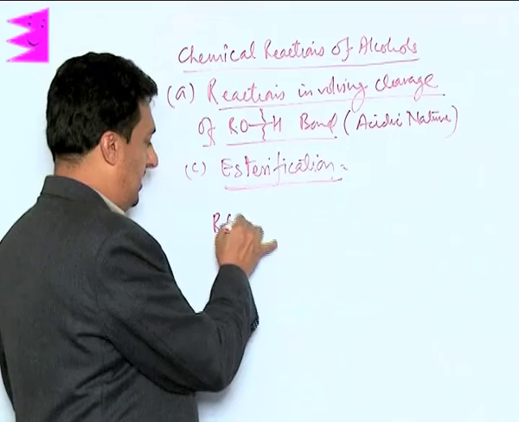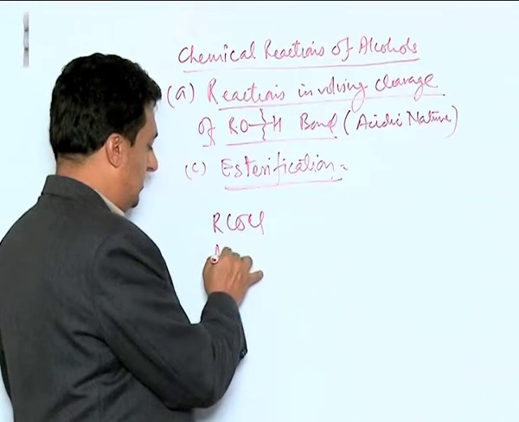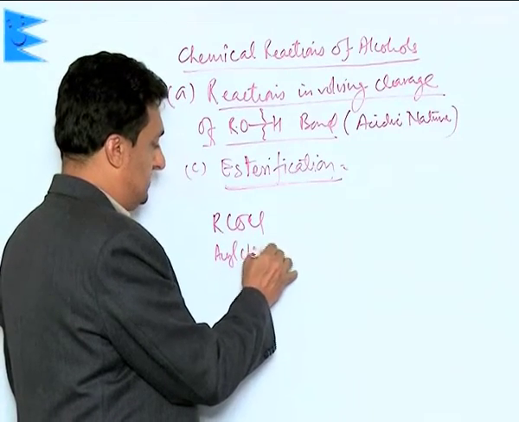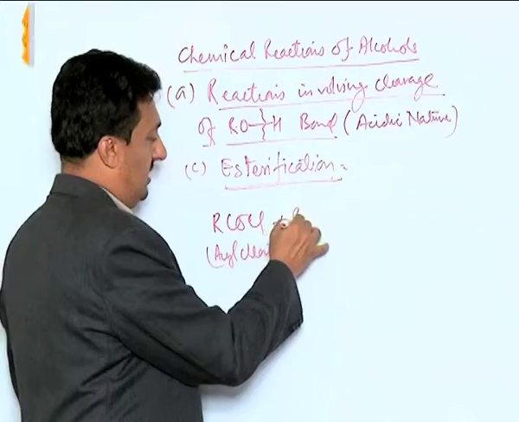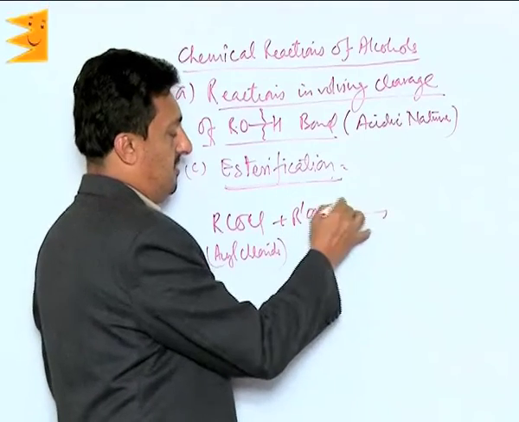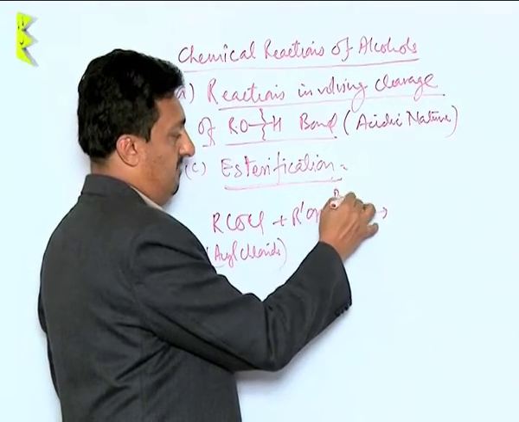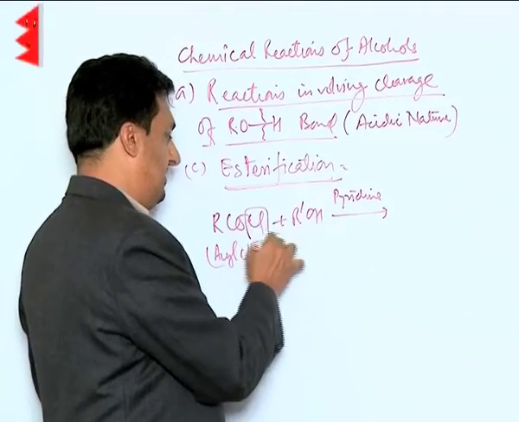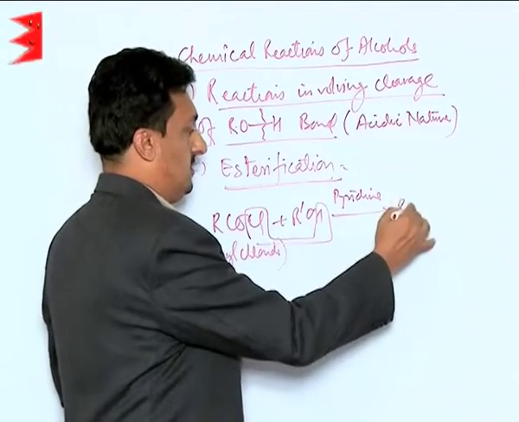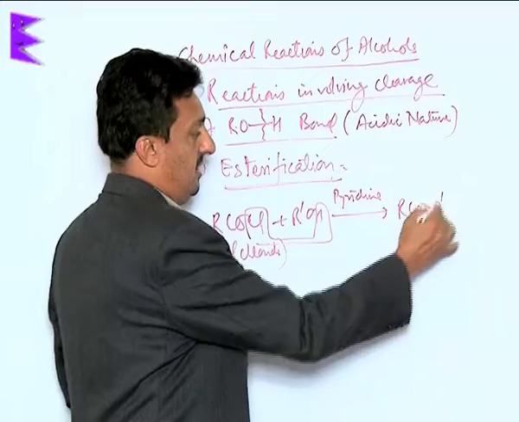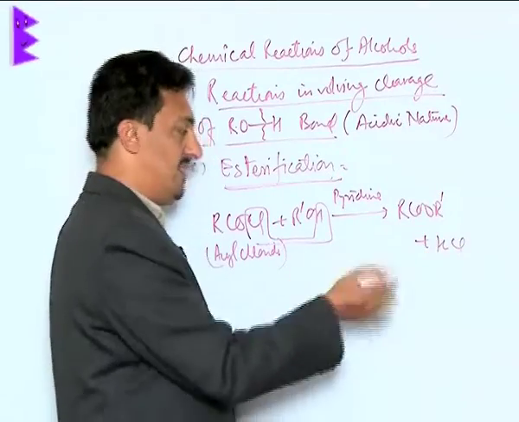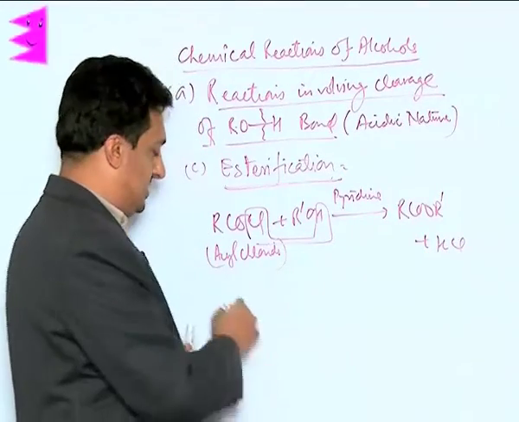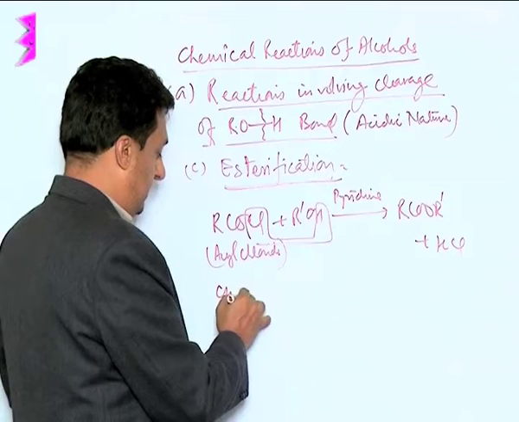If suppose we are having RCOCl, these are called acyl chlorides. When they are taken with any alcohol in presence of bases, base like we have pyridine, what we get is the H and the Cl moves out. So what we get is RCOOR' plus HCl. This reaction is not reversible.